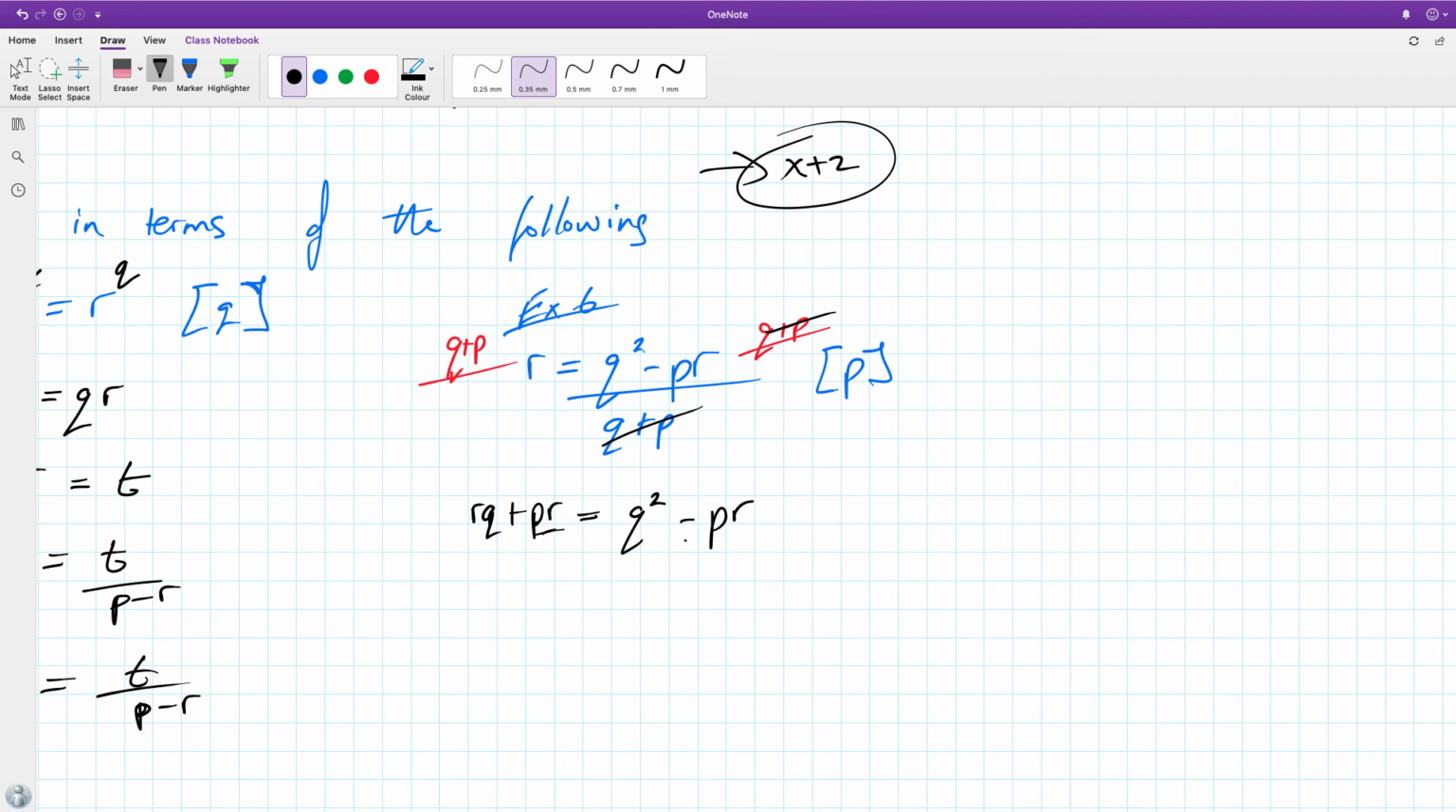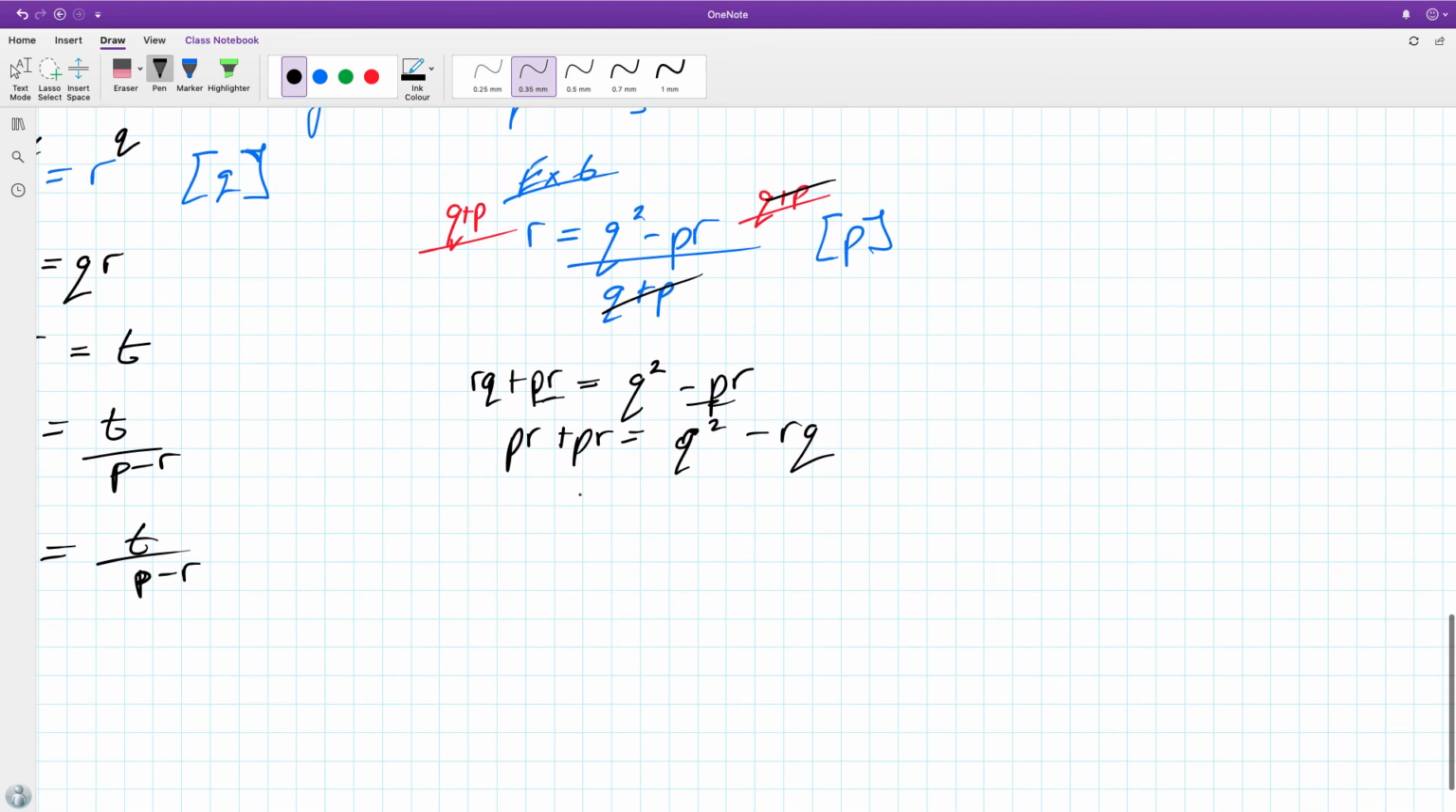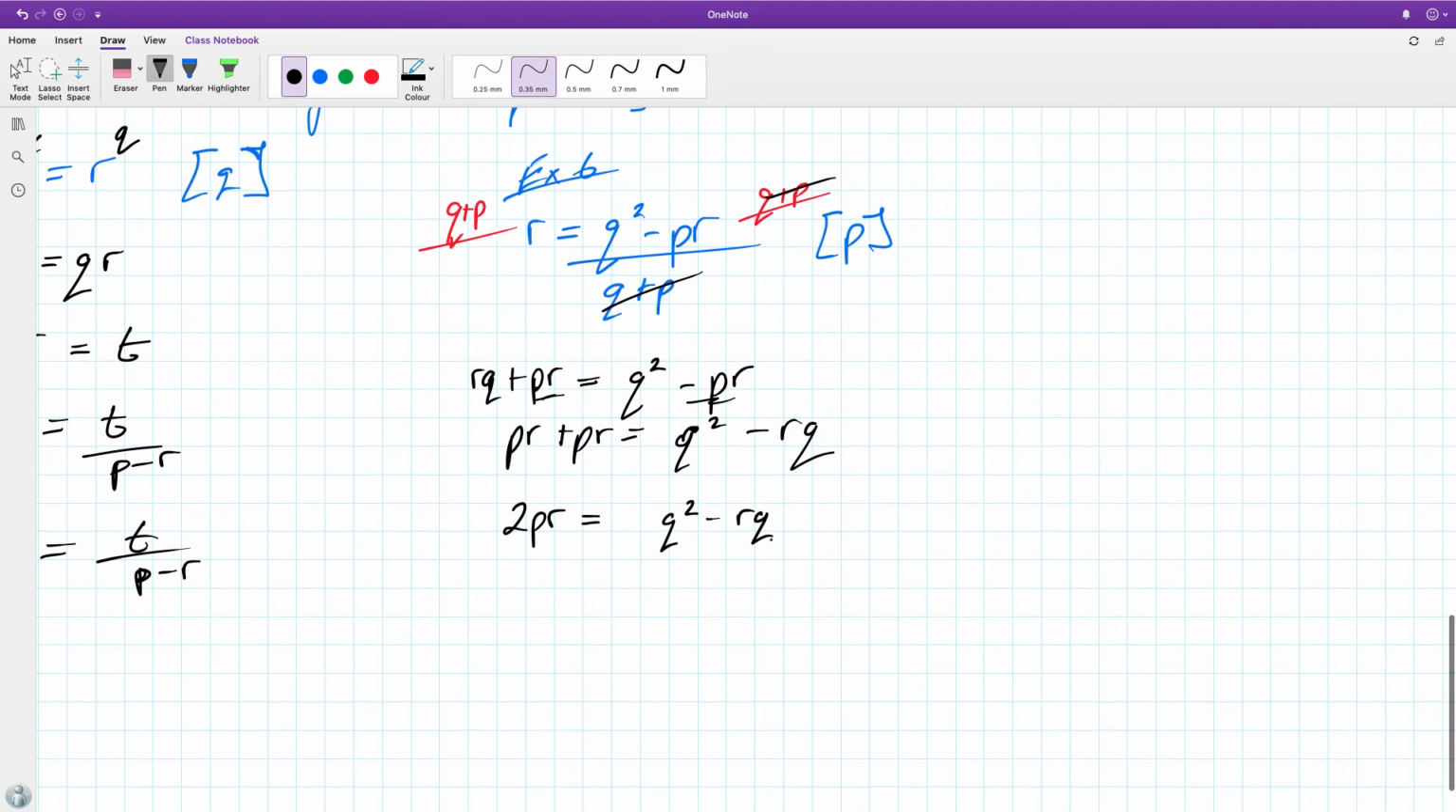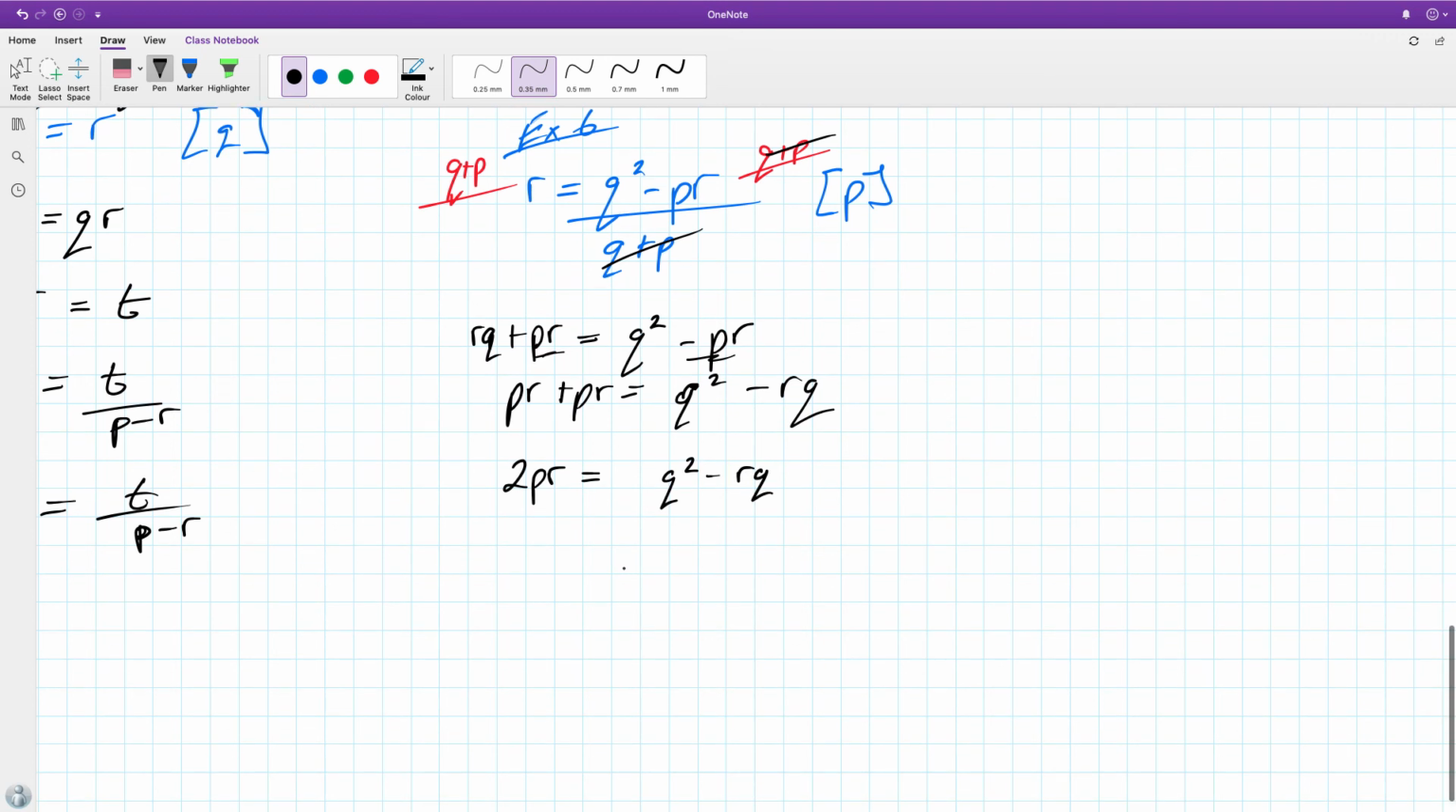So, move your PRs to one side. PR plus PR is equal to Q squared minus RQ. PR and PR is 2PR is equal to Q squared minus RQ. P is on its own, why? 2R, divide across by 2R, and the 2's cancel, R's cancel. P is equal to Q squared minus RQ over 2R.